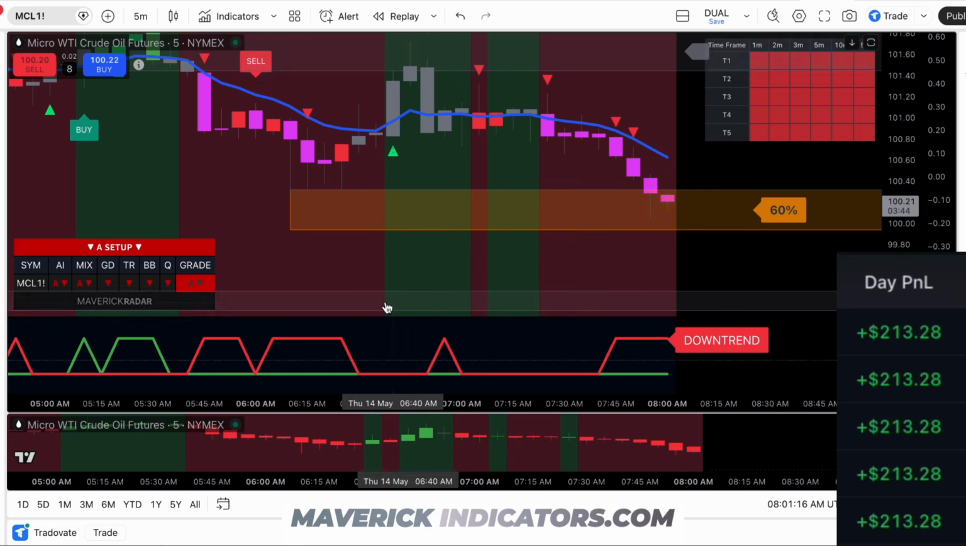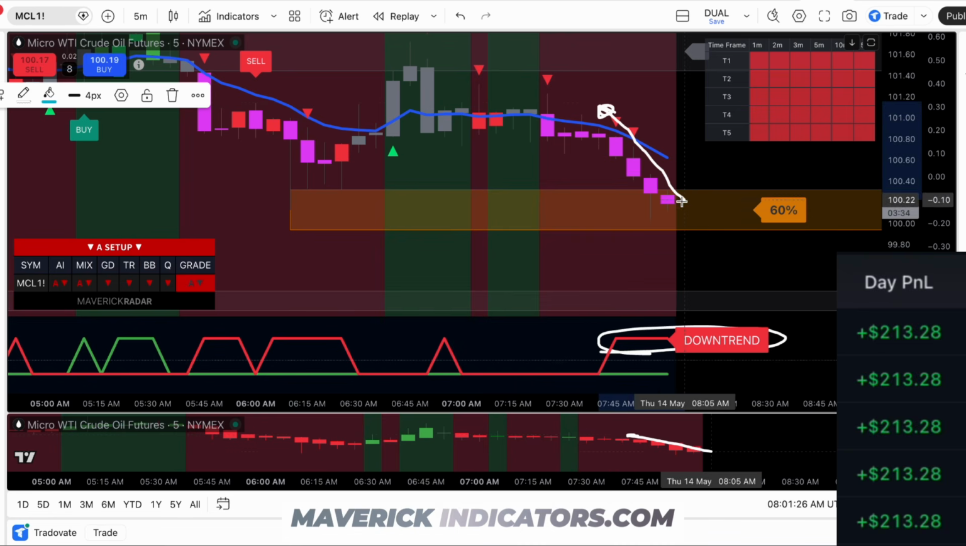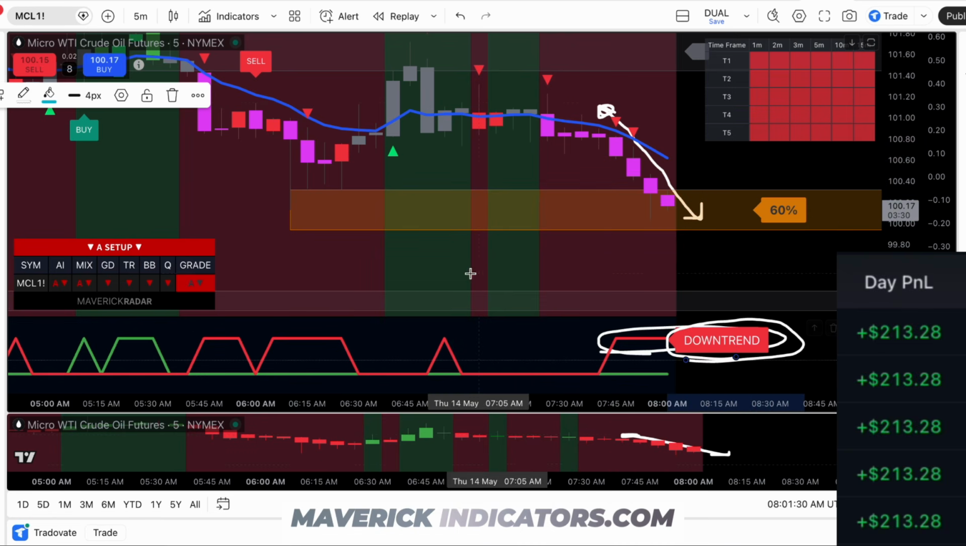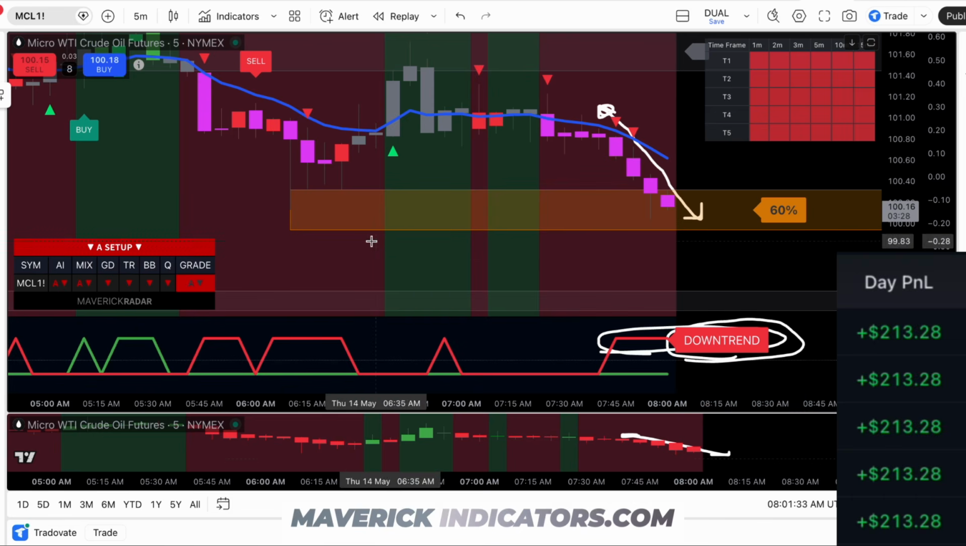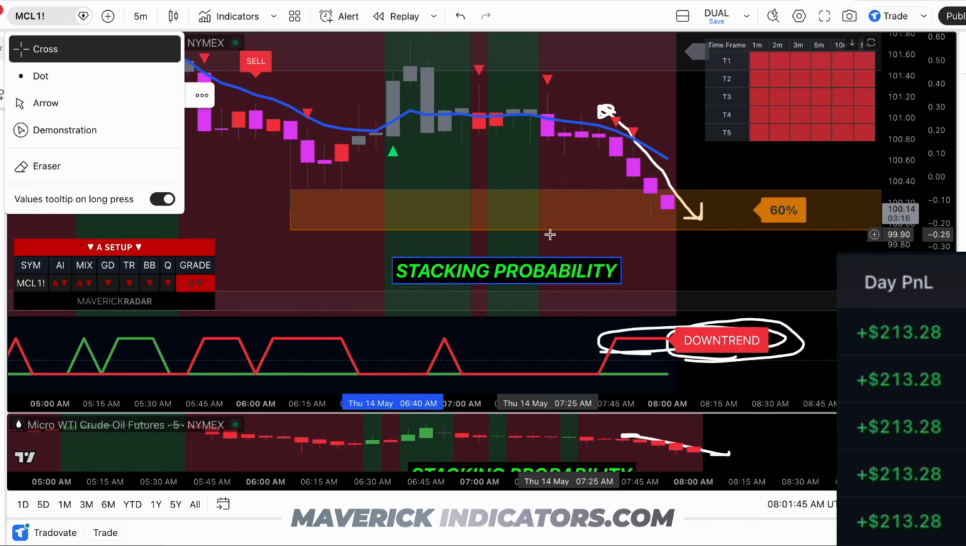Remove this. And last but certainly not least, the Maverick Trender. Maverick Trender, when this line is pegged to the top and it's giving you this label, look, it was pegged to the top all the way back here. It was giving you this downtrend label. Again, what are we doing here? We are stacking probability in our favor. Okay, we're stacking probability. This is the whole thing.